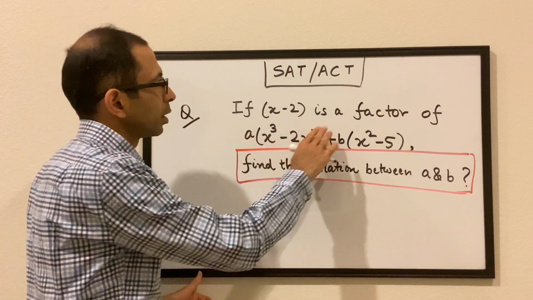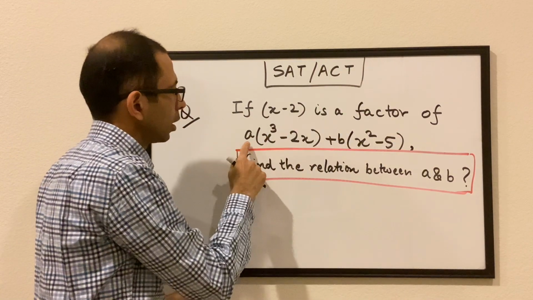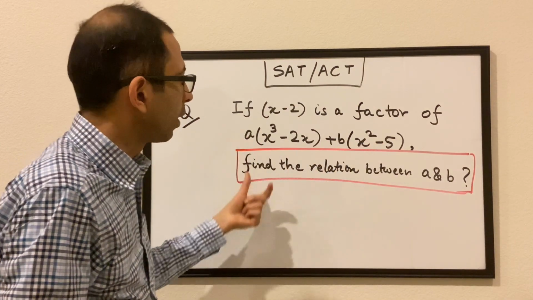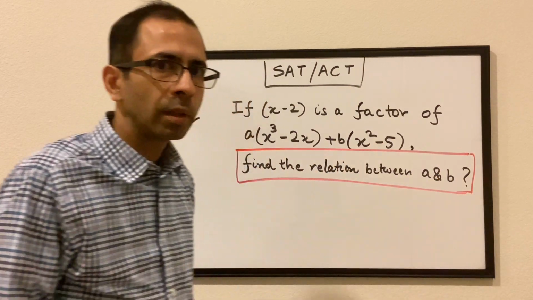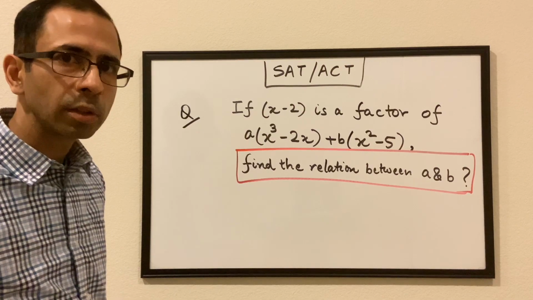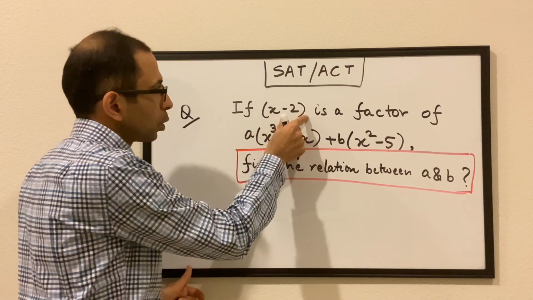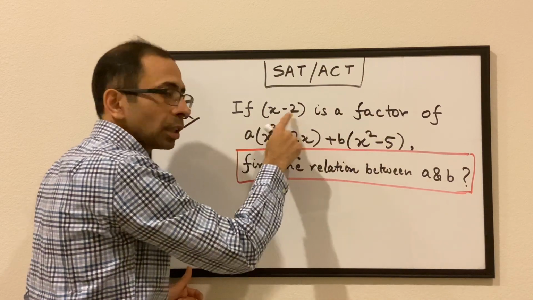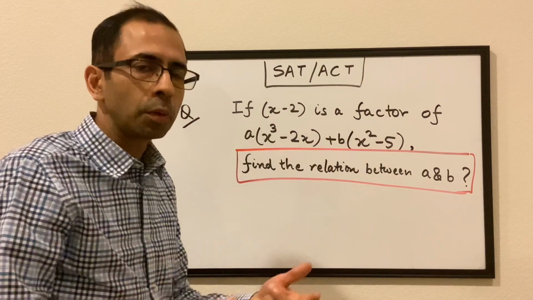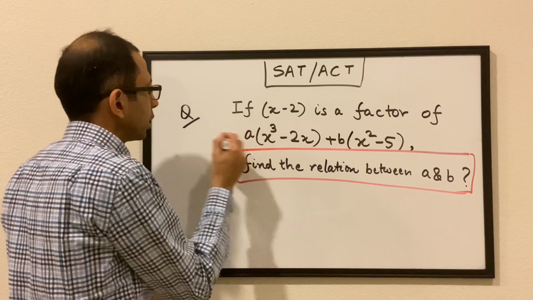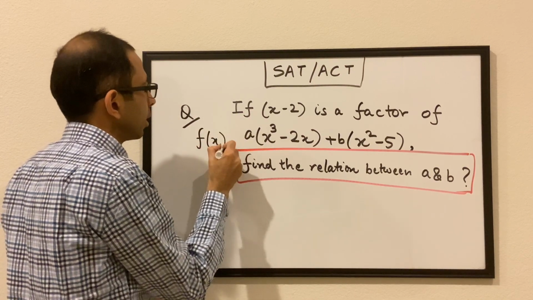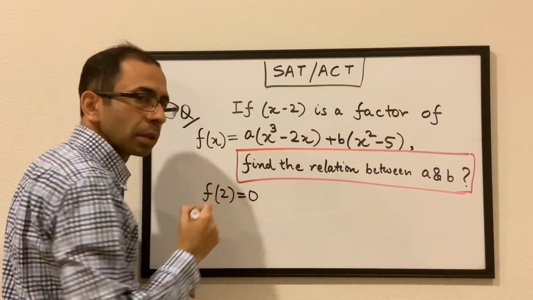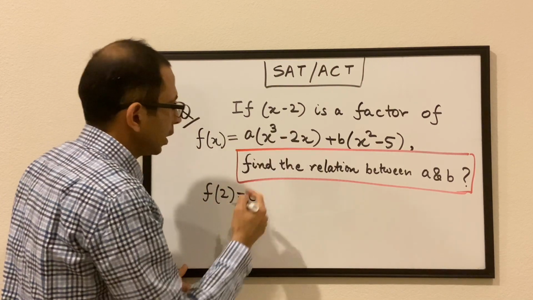Okay, let's take another question here. If x minus 2 is a factor of this function, a times x cubed minus 2x plus b times x square minus 5, find the relation between a and b. Again, pretty straightforward as we discussed so far. If x minus 2 is a factor of this function, then the value of this function for x equal to 2 should be equal to 0. So basically, suppose this is f(x), right? Then f of 2 should be equal to 0. Let's see what it means.